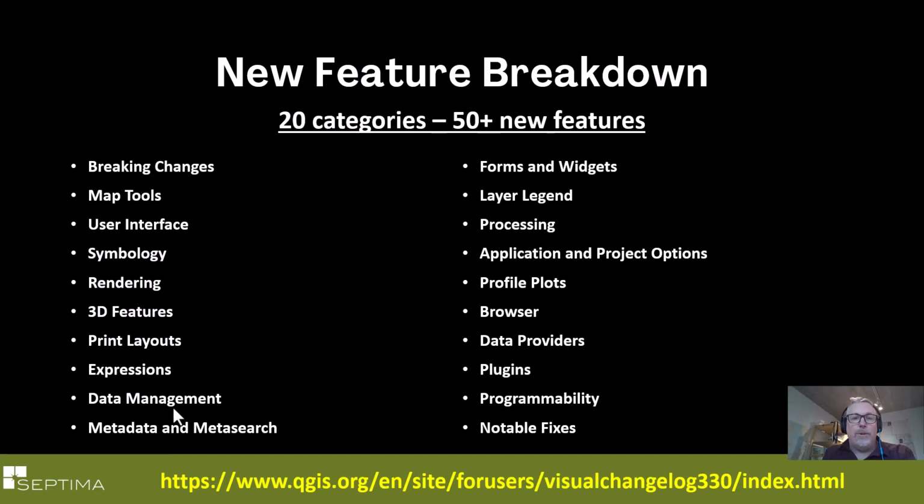They fall into 20 different categories, and there are over 50 new features. I'm certainly not going to go through all of them. Some of them are very specific or minor features for most users. I'm going to go through the ones highlighted in yellow, which I feel are probably the most important for the vast majority of QGIS users. I also have the link down below for the visual changelog for 3.30, which is a much more thorough coverage of what's included with all these new features. So you may want to also visit that link.